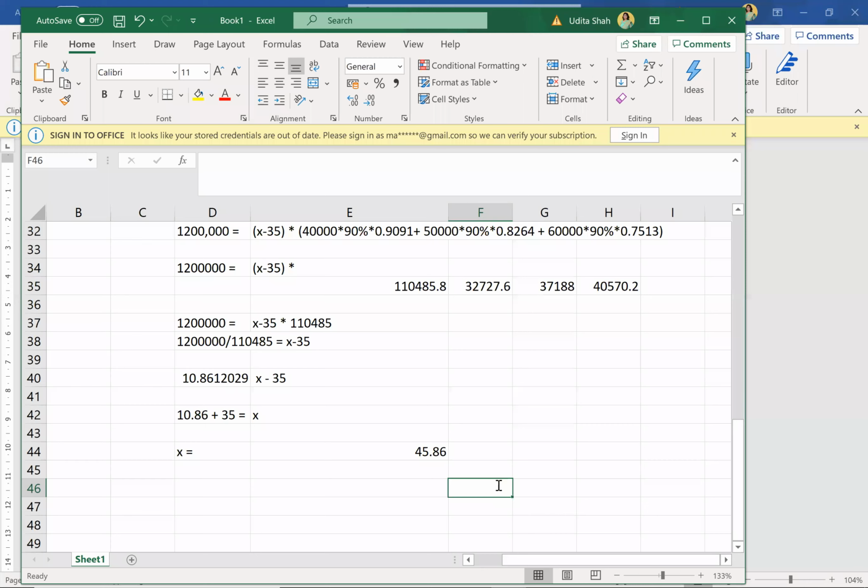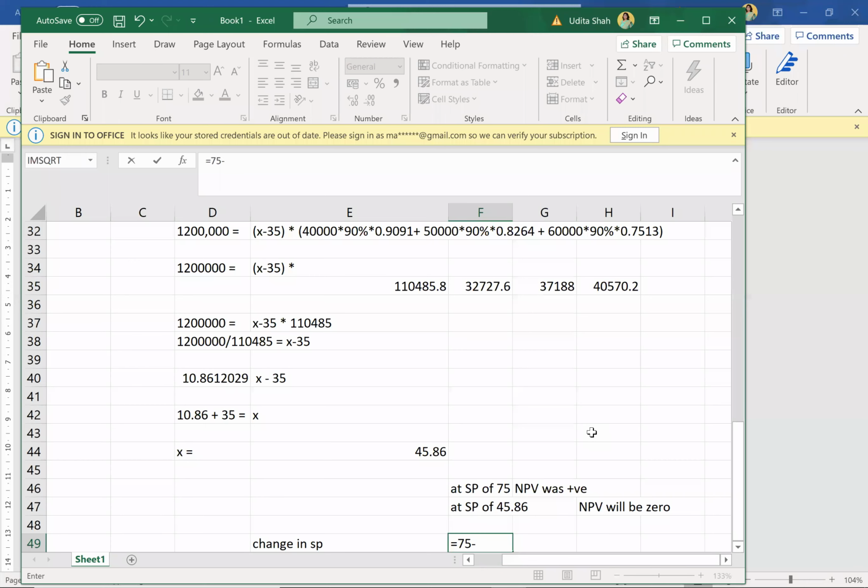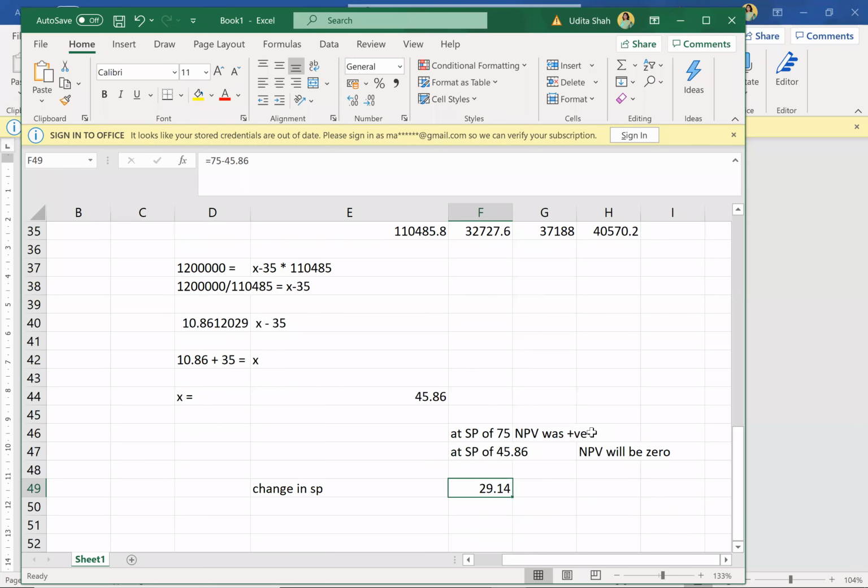So at selling price of 75, NPV was positive, right? And now we know at selling price of 45.86, what will be the NPV? NPV will be 0. Okay. So how much is the change in selling price? So change in selling price will be 75 minus 45.86. That is 29.14. The selling price can drop up to 29.14. Then only NPV will become 0.